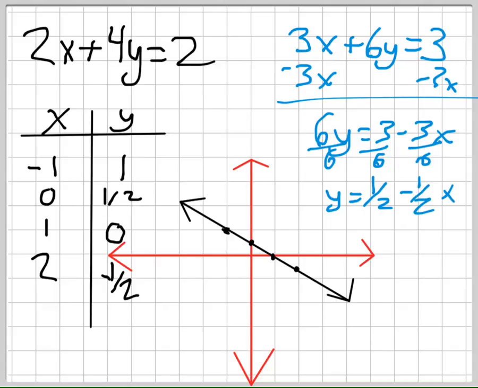So I'm going to start at 1/2 on the y-axis, and I'm going to go down 1 over 2. Down 1 over 2. What happened to these two lines?